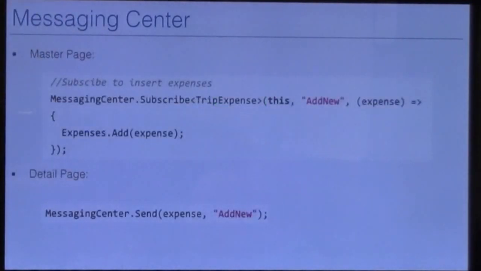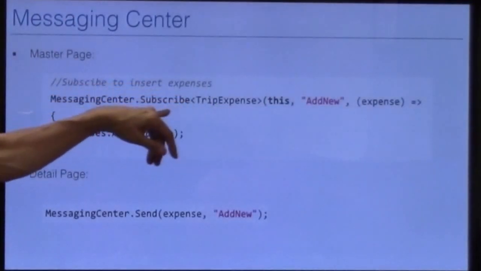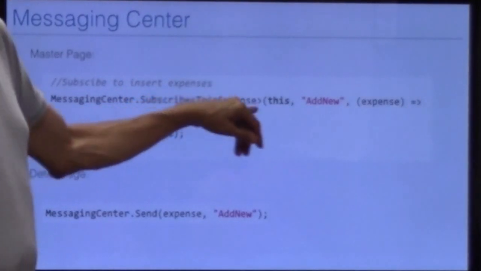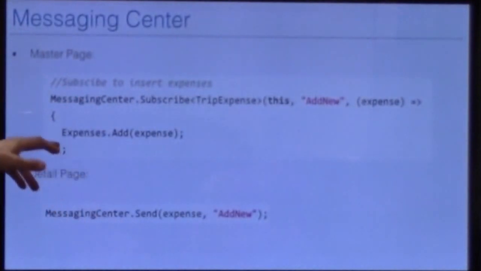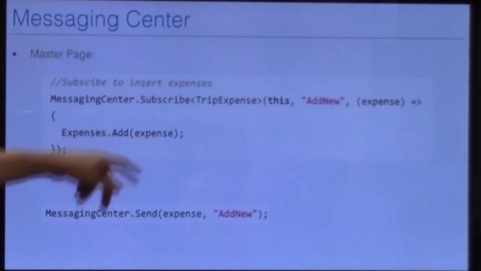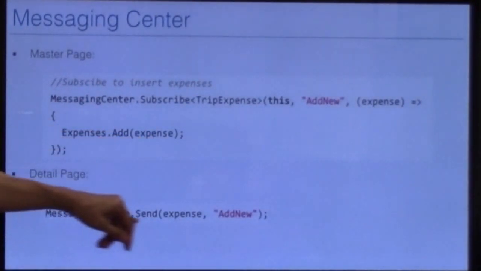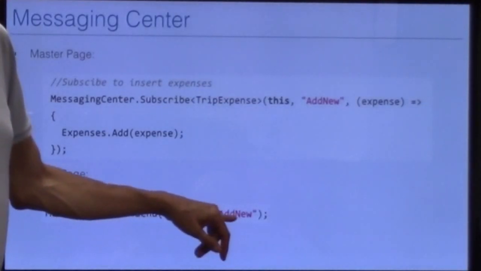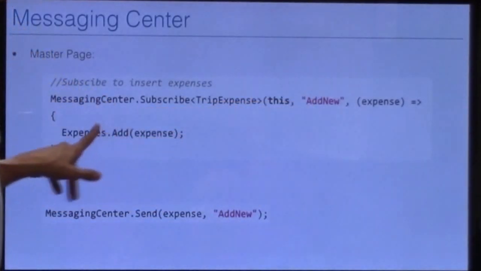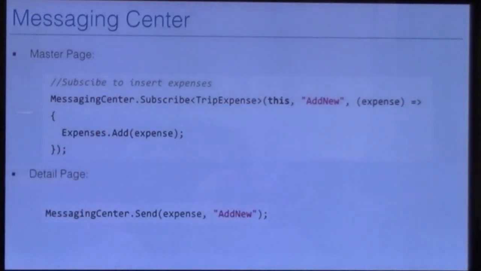Here's an example here, messaging center. We're going to subscribe on this type, trip expense. Whenever we get the add new message, it's going to basically call this lambda here, which says expenses add. Somewhere else, someone is going to say, oh, they typed the expense in, so let's send the expense. We'll do the add new, which gets picked up here and executed here. Pretty straightforward.